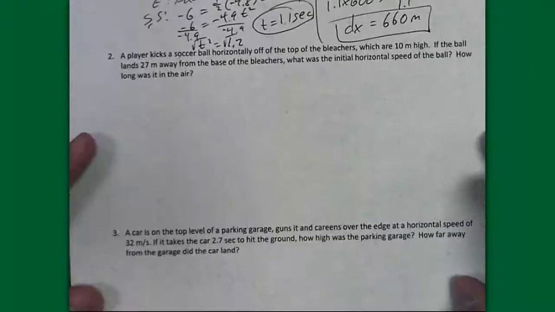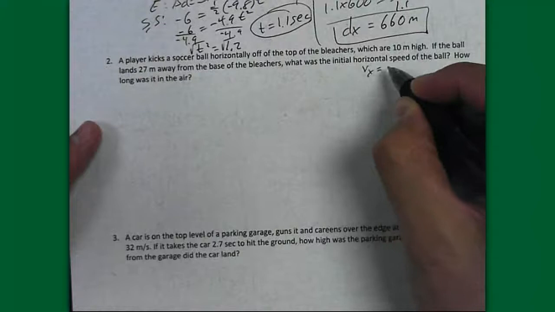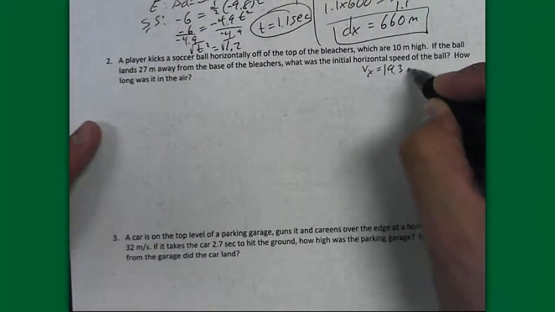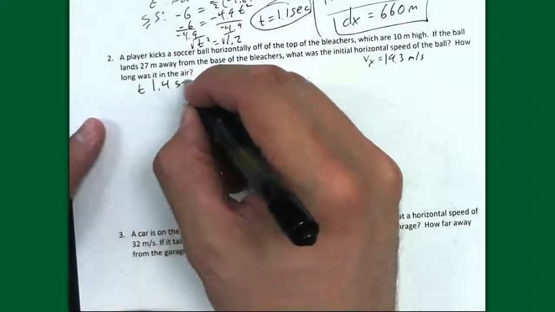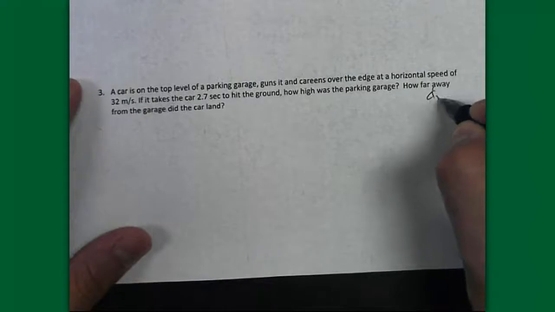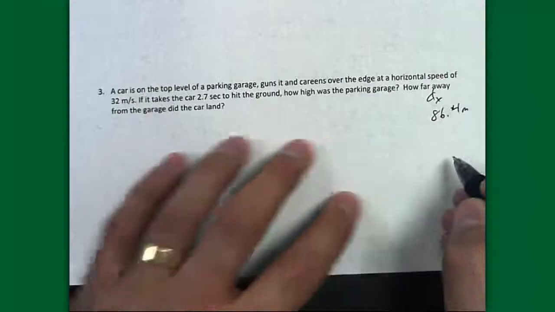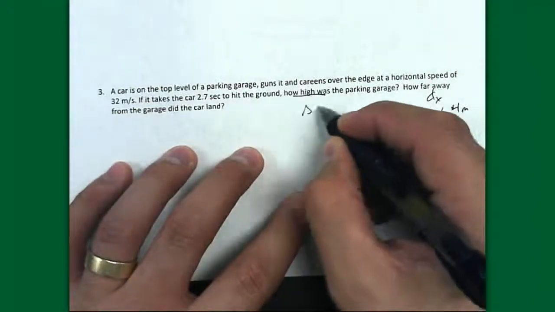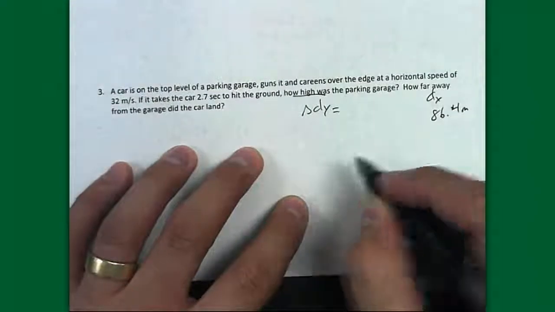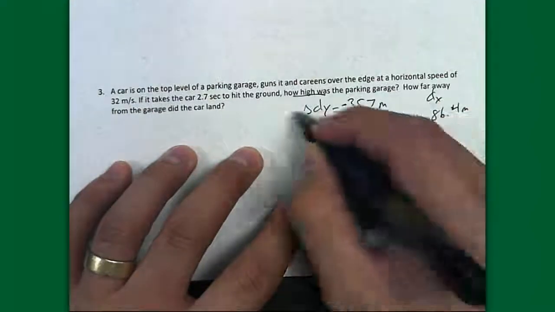If you do these next two problems on this sheet, you should get an initial horizontal speed, which is Vx, of 19.3 meters per second. Time is what you're looking for here. It should be 1.4 seconds. And number 3, if you do this problem, you should get how far away, which is dx, should give you 86.4 meters. And when it says how high, that's delta d in the y direction, and you should get 35.7, and it'll come out negative meters with that one.